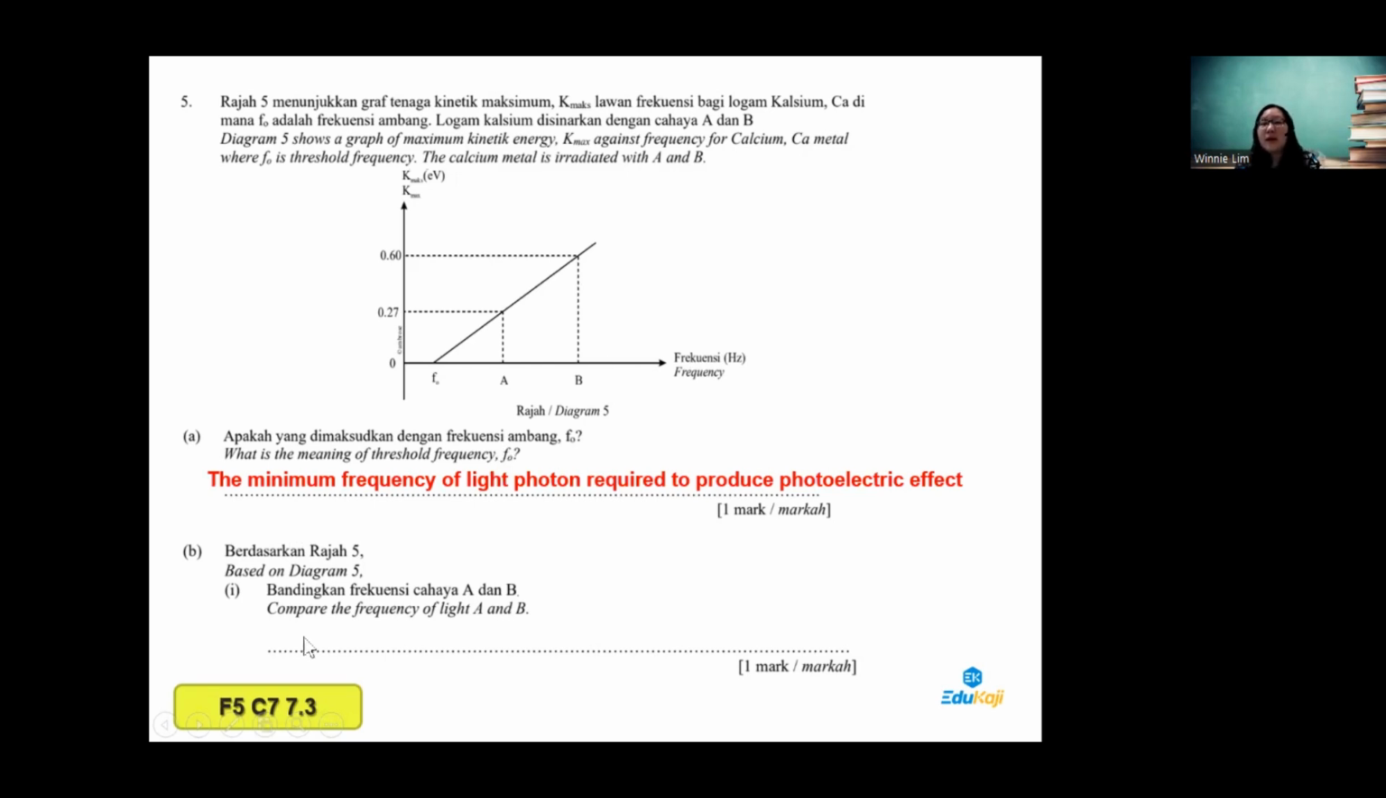Next, compare the frequency of A and B. Frequency is on the x-axis. So obviously, is the frequency of light of A bigger or smaller? A is smaller. So you say the frequency of light of A is smaller.